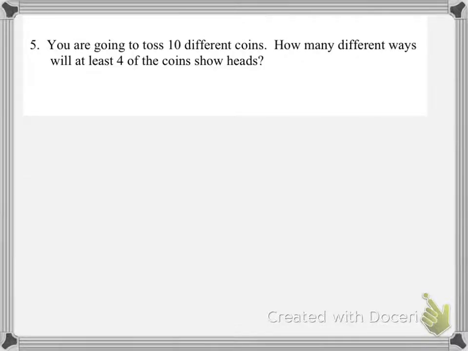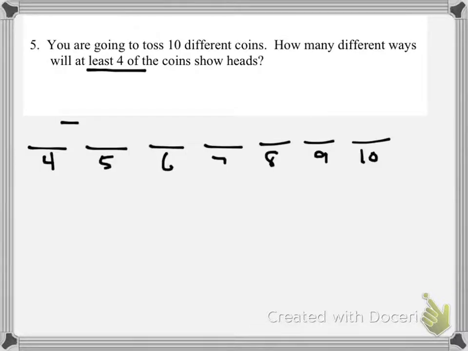Okay, for this one, you're going to toss 10 different coins. How many ways will you at least get 4 heads? So again, there's this word here, at least. That tells you that you're going to have to add different kinds of situations. If you want at least 4, you're going to count the ways you can get 4 heads, then 5 heads, 6, 7, 8, 9, and 10. And because these are all different ways of counting each event, we're going to add these results.